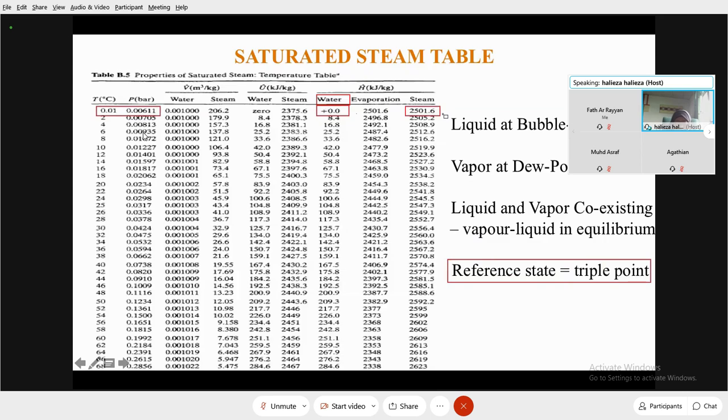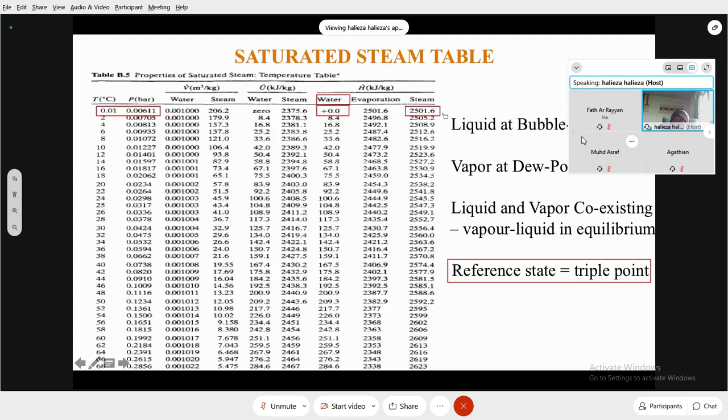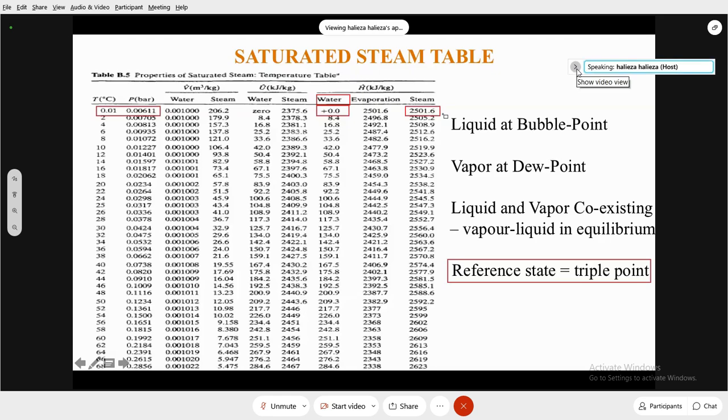The reference state depends on where you get your data from. If your data is from the steam table, then you refer to that of the steam table. It doesn't matter what the question is all about. It just depends on where you get your data from.